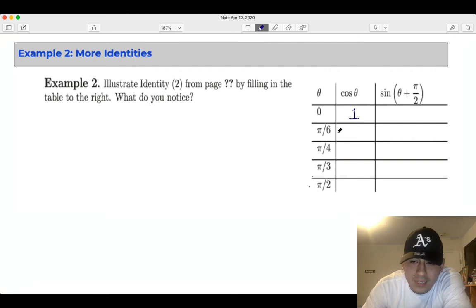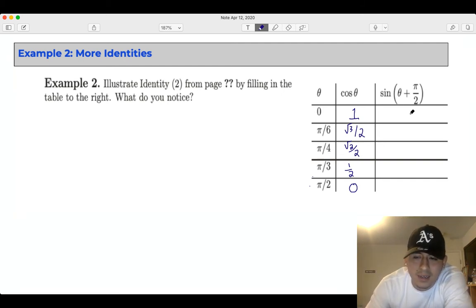Next data value is pi over 6. The cosine of pi over 6 is the square root of 3 divided by 2. Cosine of pi over 4 is the square root of 2 divided by 2. Cosine of pi over 3 is 1/2, and cosine of pi over 2 is 0. All right, so take a moment, pause the video, and fill in the values for sine of theta plus pi over 2.